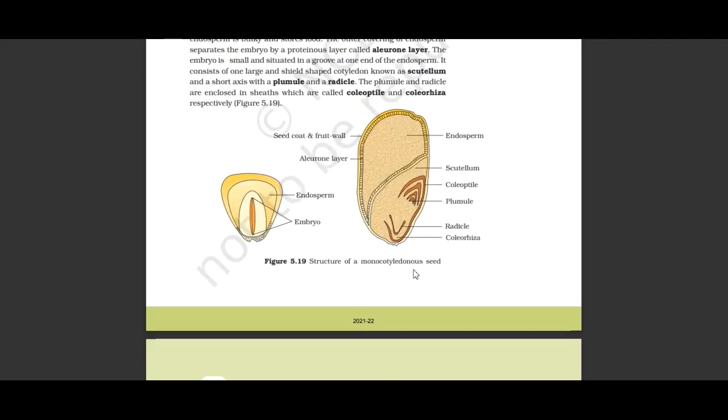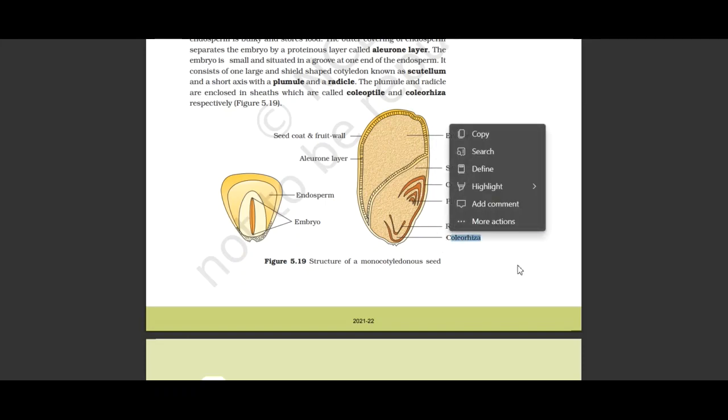Let us see the structure of a monocotyledonous seed. Here they have mentioned the endosperm, embryo, seed coat and fruit wall, aleurone layer which is a protective layer, endosperm, scutellum. Plumule is covered by coleoptile while radicle is covered by coleorhiza.